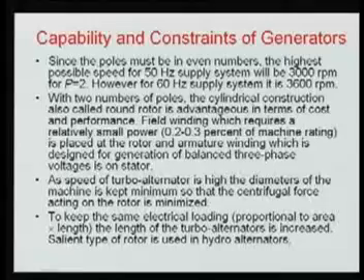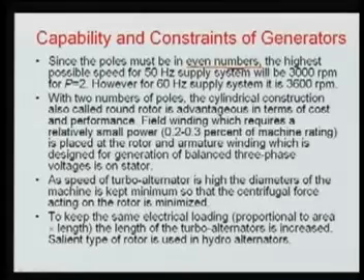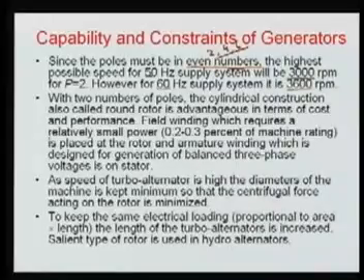As I said, the number of poles cannot be odd, it will always be an even number, that is 2, 4, 6, a multiple of 2. The highest speed, as I said, is 3000 for the 50 Hertz system, and for the 60 Hertz system it is 3600 RPM.